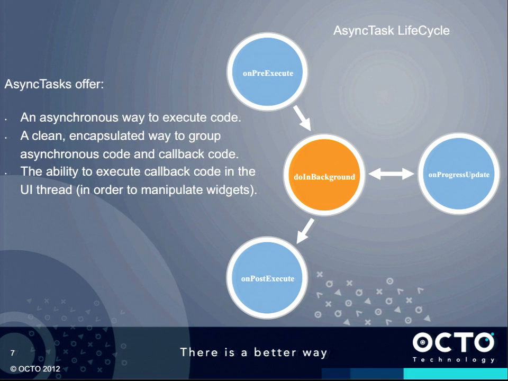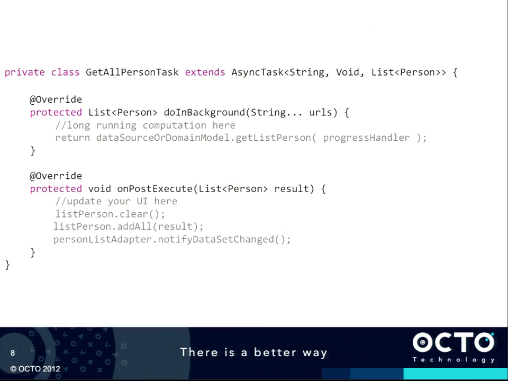So this is pretty simple and it works for a lot of very simple things. But there are some problems with using async tasks that people run into over and over again. Real quick, here's sort of what an async task might look like. This is a very simple one for fetching a list of people from a server. It has a doInBackground method, and they kind of hand wave that. That's where you would do your computation. An onPostExecute method where you would update your UI.